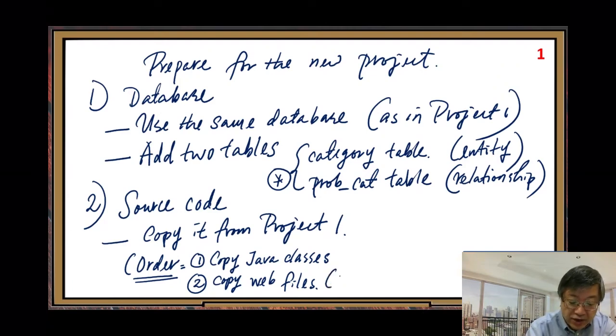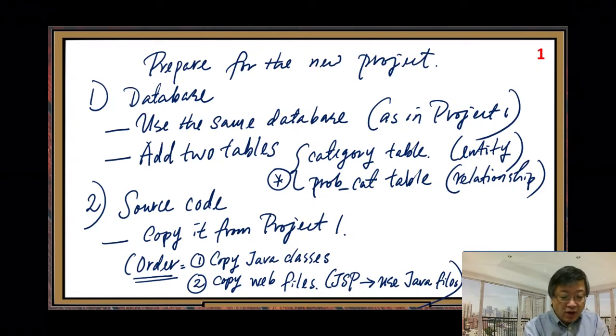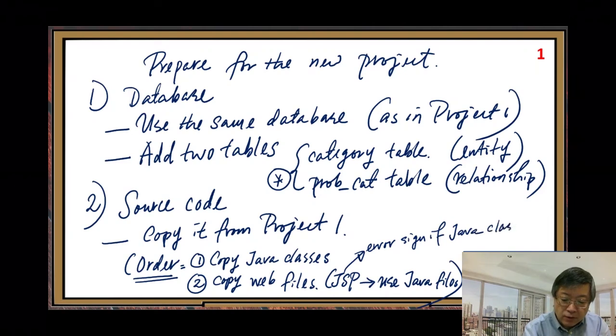The reason is pretty simple because in the web files, we have some JSP, right? And JSP need to use Java files. But if you copy web files first, JSP need to use Java file, but Java file not available. If not available, you see the error sign if Java classes are not available. So that's the problem we may have.